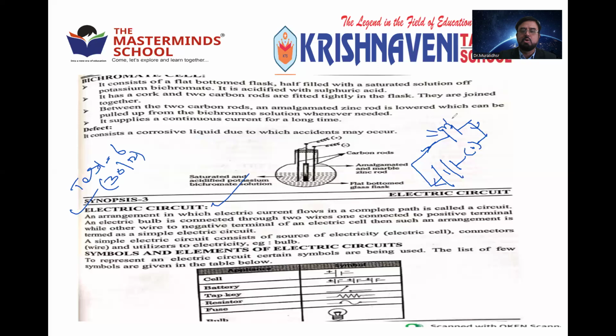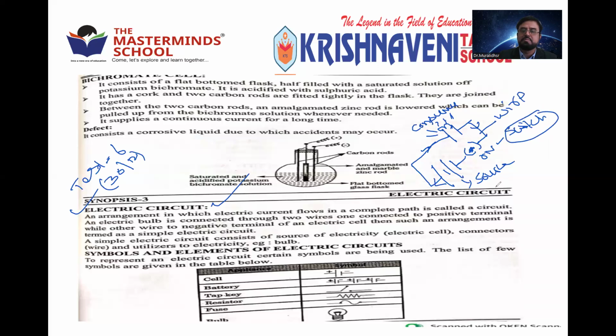So the bulb will glow whenever the switch is on. So these four: one is called the source, which gives out the current. This is called the consumer, which utilizes the current. This is called the switch, which is used to turn on and off. And this is a wire.